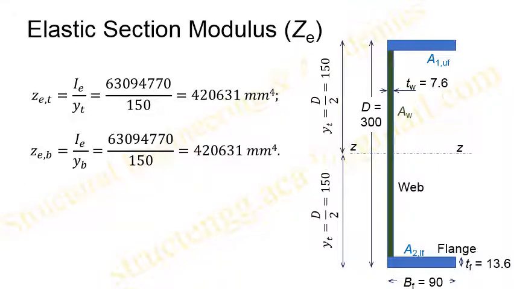Once we calculate the second moment of area, we can easily find the section modulus by dividing the second moment of area by the extreme fiber distance. In this case, the extreme fiber distances are the same, so the section modulus on the upper side and lower side is equal.